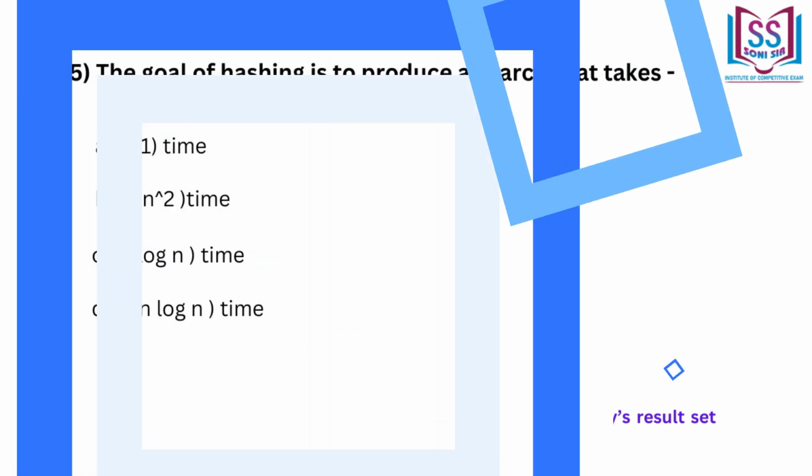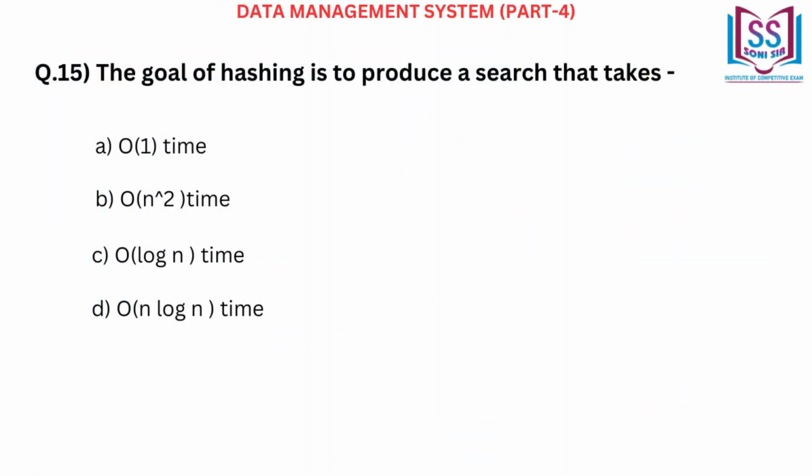The goal of hashing is to produce a search that takes A. O(1) time. B. O(n) square time. C. O(log n) time. D. O(n log n) time. Correct answer A. O(1) time. Time complexity is given by the big O notation.